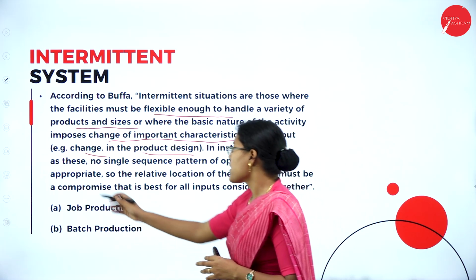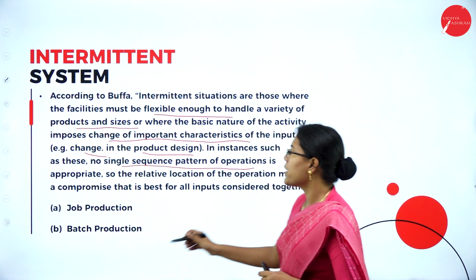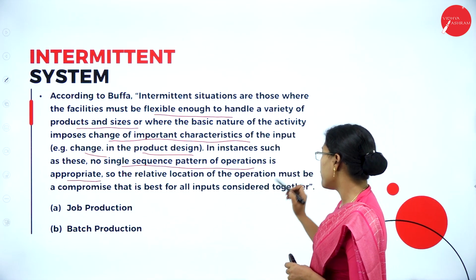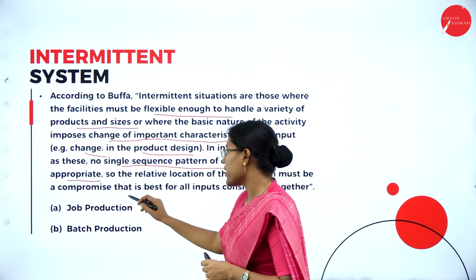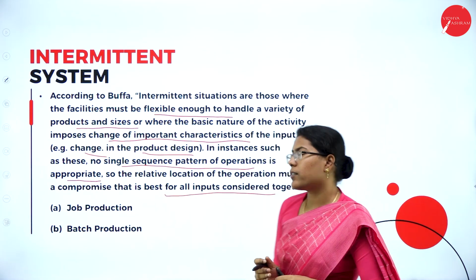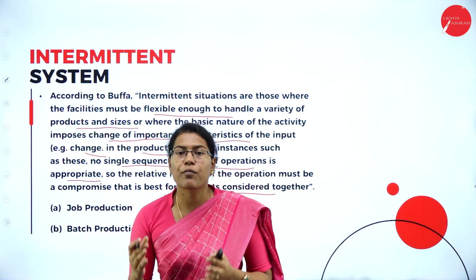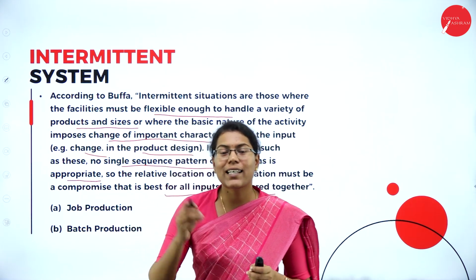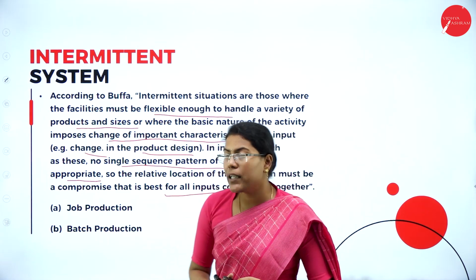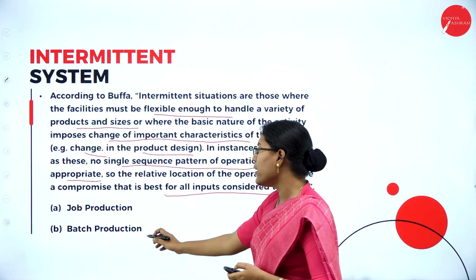In instances such as these, no single sequence pattern of operation is appropriate. So the relative location of the operations must be a compromise that is best for all inputs considered together. That means here there is no need to maintain a standardized set of processes, and there is no single pattern or sequence of operations. In the intermittent production system, we have two kinds: one is job production and the other is batch production.